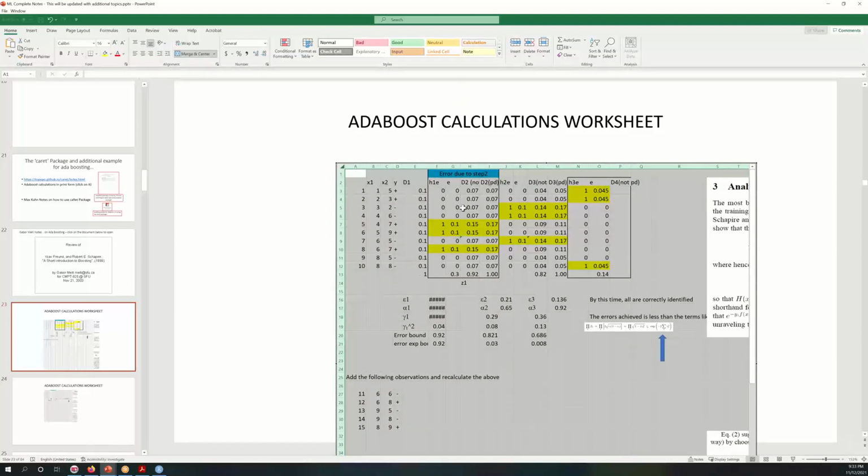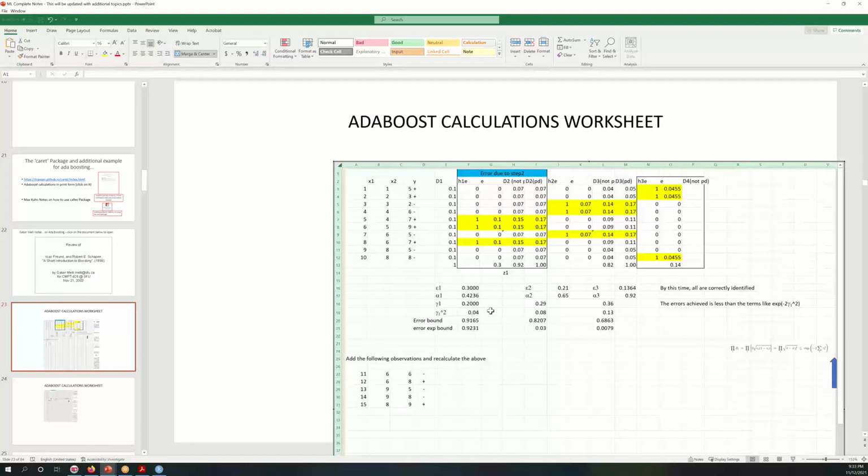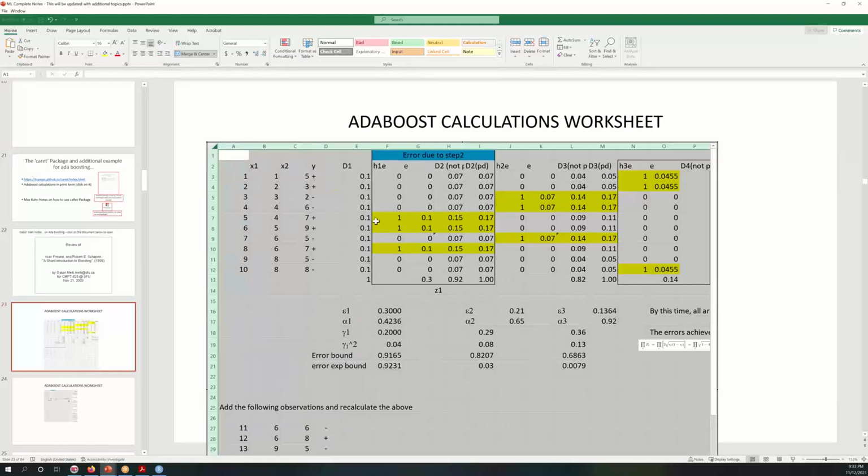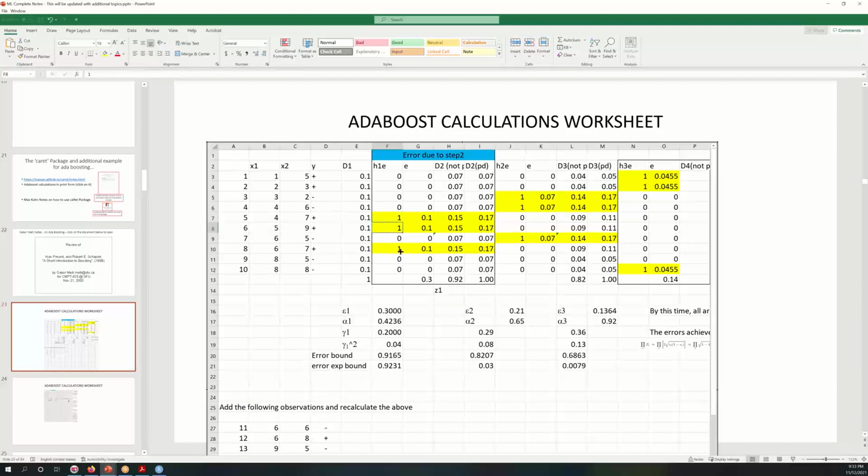So here, let me walk you through with the actual calculation. Those calculations are hidden there. Now, if you look at this one, these are the same points. These are the pluses, 5 pluses, 5 minuses. These are 0.1, 0.1, 0.1, and so on. This is the probability distribution. We are going to change these weights based on whether it is misclassified or not. For the H1, these are the observations which are misclassified. Are you with me?